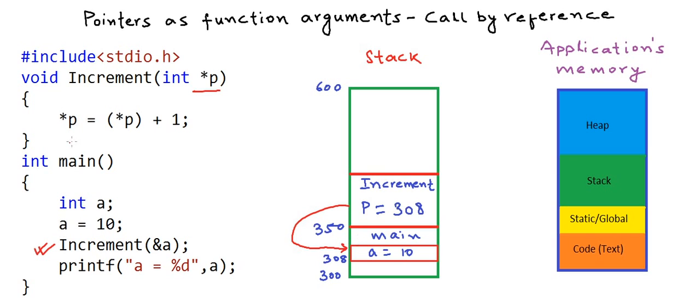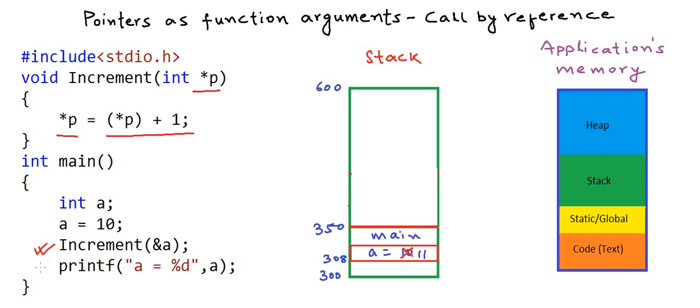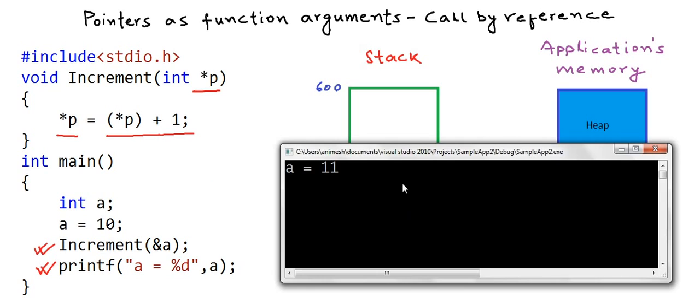Now in this statement here, when we say asterisk P, we dereference this address. So we are saying here that asterisk P is the value at the address stored in P. So we say that increment the value stored at address P by 1. The value stored at address 308 gets incremented by 1. So A is now 11. So now when increment finishes and we come back to the main method and the next line gets executed, which is the print statement, then A is now 11. If you run this program, then what gets printed is A equal 11.